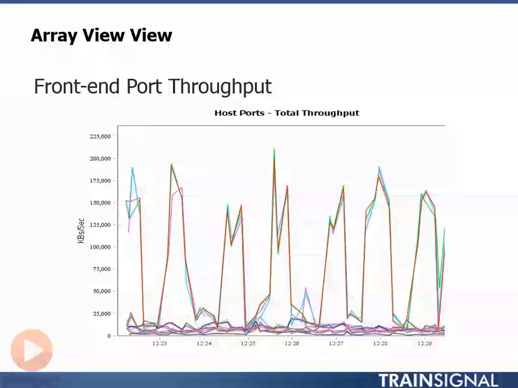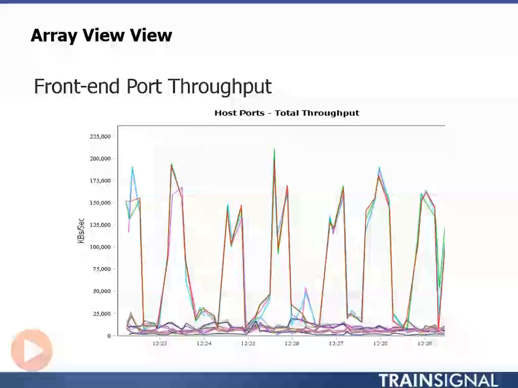We can also get port stats on the array, front-end, back-end, and replication ports. What we're looking at here is throughput stats for the front-end ports on a storage array. And as we can see, some ports are clearly being pushed harder than others. And the reason that the red, green, pink, and bright blue ports all seem to be doing the same amount of work is because there are several hosts on the SAN that are connected to all 4 of these ports, and the workload is being balanced across them using a round-robin MPIO algorithm.